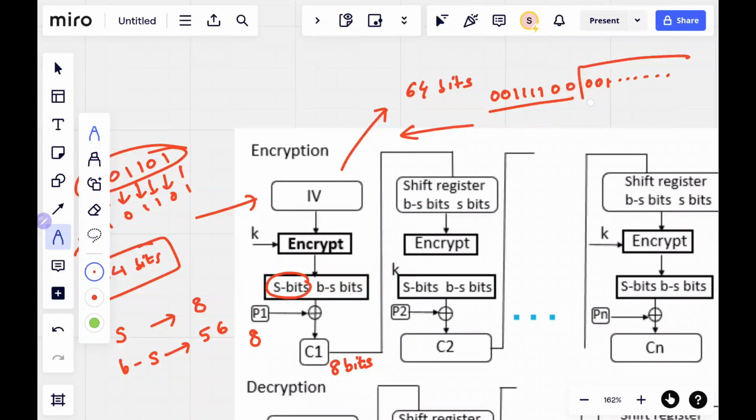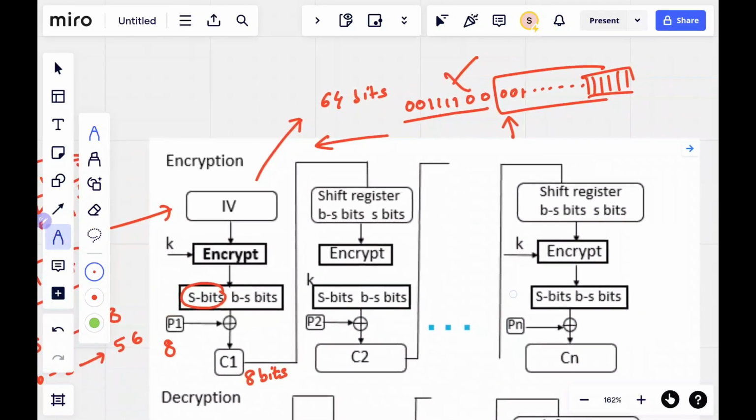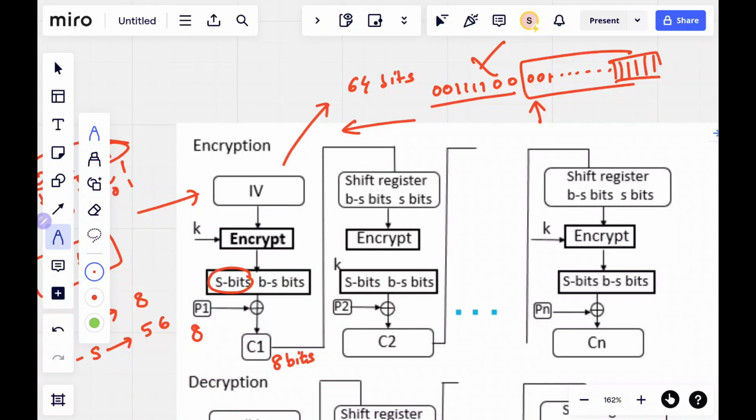So the first value of this particular register will now begin from this. What happens is we are shifting this register to the left by S bits. In our case it is 8 bits. So these 8 bits are discarded and we will get some blank 8 bits at the end, because we have already shifted this to the left by 8. So the last 8 bits, that is the rightmost 8 bits, will be blank.